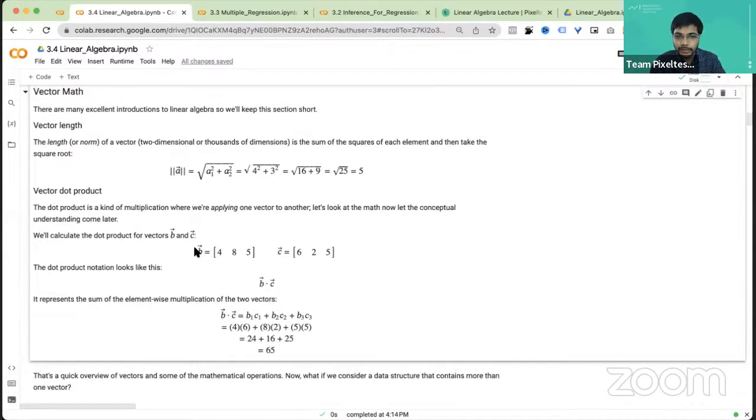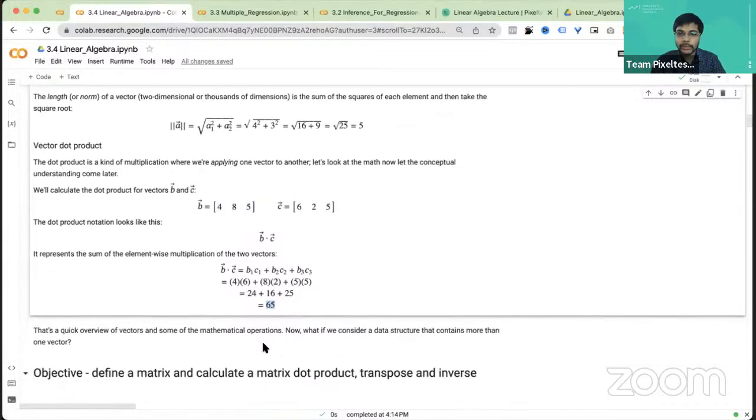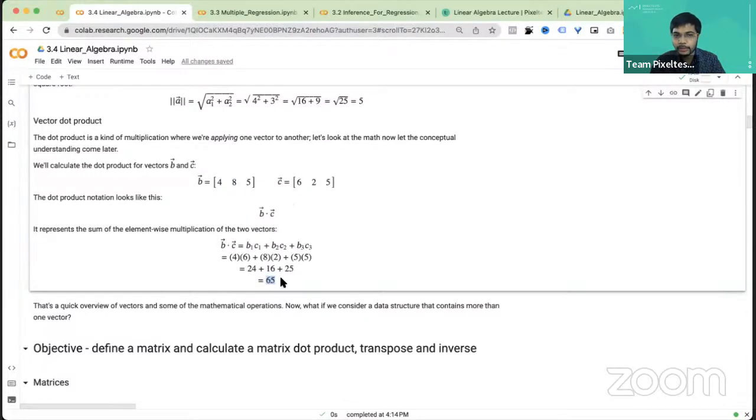If you remember two matrices, one with 1 row and 3 columns, and here also 1 row and 3 columns. Whenever you're doing a multiplication of matrices, B dot C is going to be B1 C1, B2 C2, and B3 C3. That is how you get your value, right? So the matrix multiplication of the vectors B and C is going to be 65, right? So this is how you do the matrix multiplication.